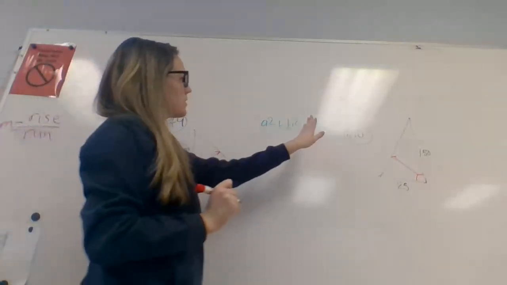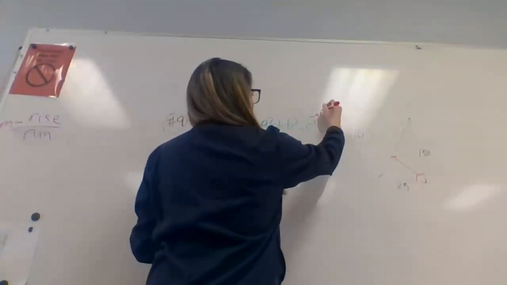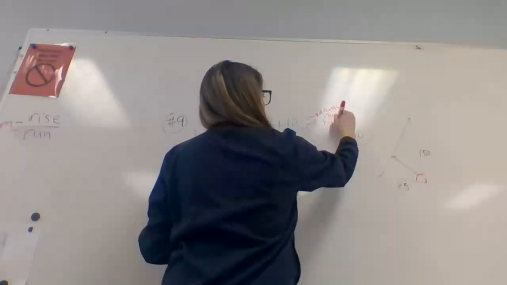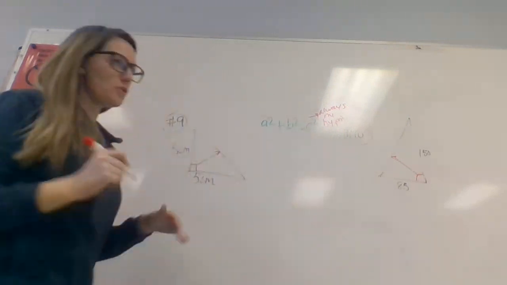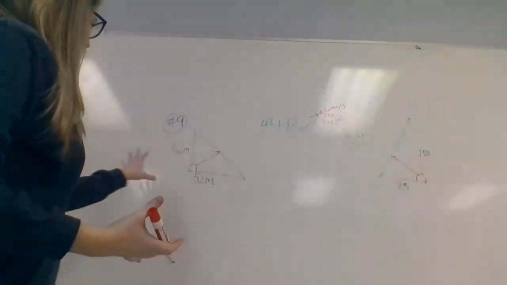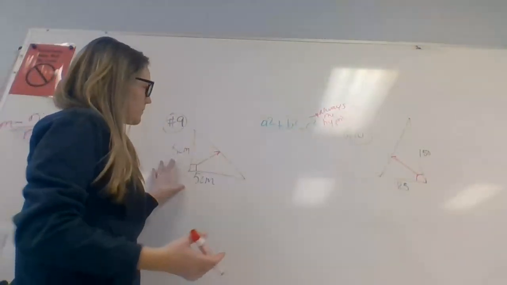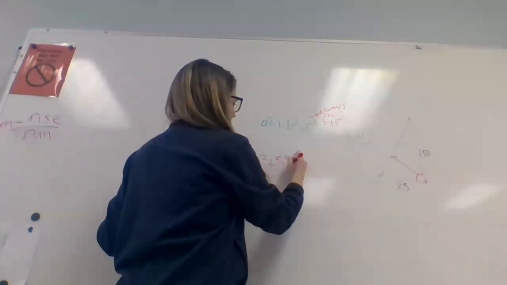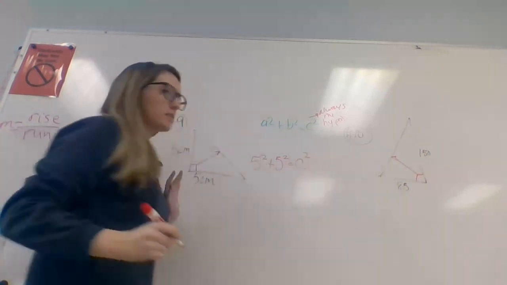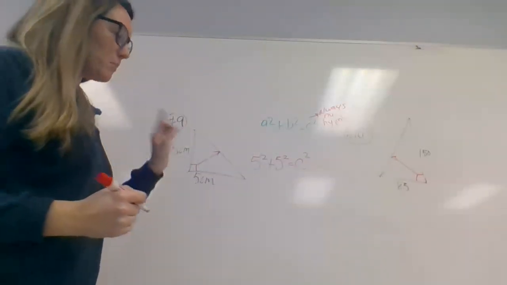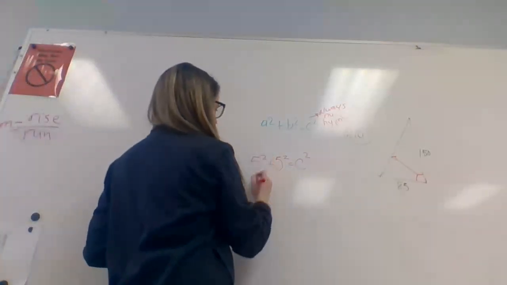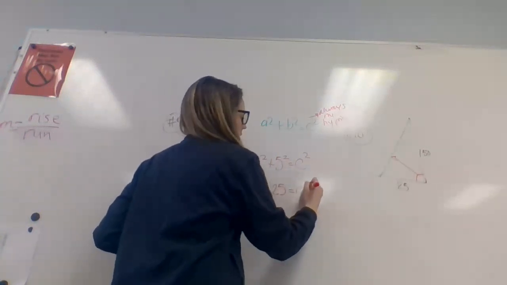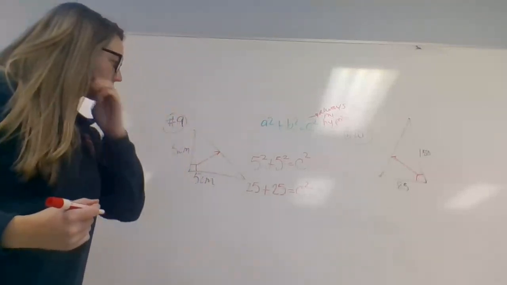So the hypotenuse is always C, or you can remember here, always the hypotenuse. So now I just need to plug in my numbers. Number 9 says each side is 5 centimeters, so 5 squared plus 5 squared equals C squared. Remember, 5 squared means 5 times 5, so 5 times 5 plus 5 times 5 equals C squared.